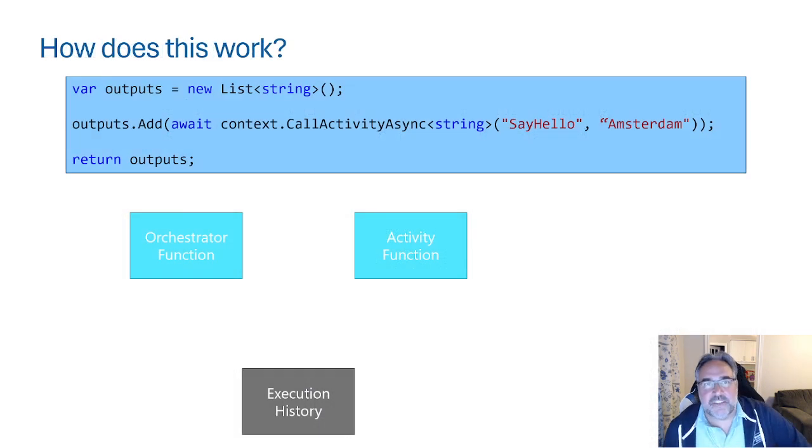So how does Durable Functions work? I'll just run through this simple three lines of code and show you how each of the different functions interact with one another. So we have our code: var outputs, a new list of strings. What we're going to do is say hello, and we're going to do this for Amsterdam as a city. And then when we're done, we're going to return back the outputs.